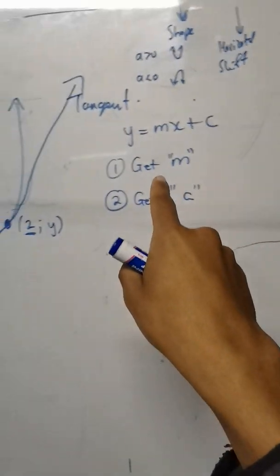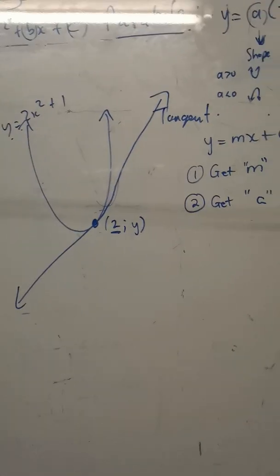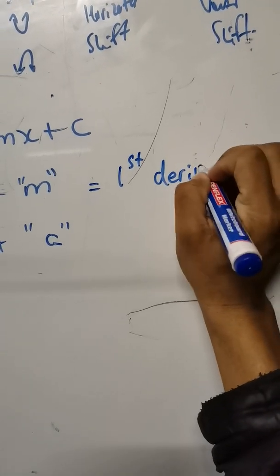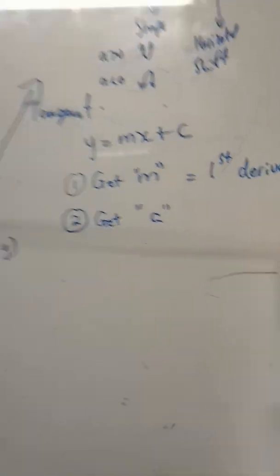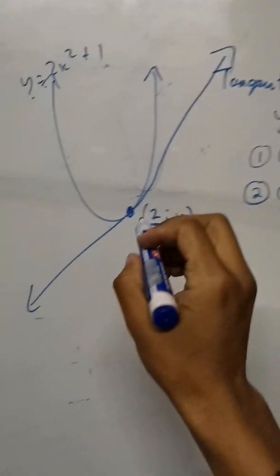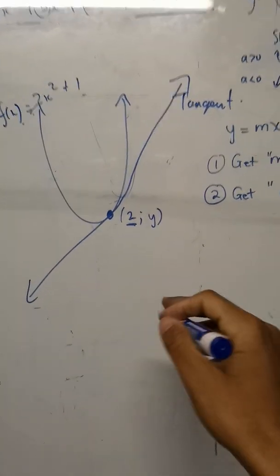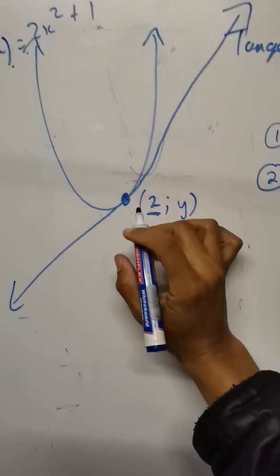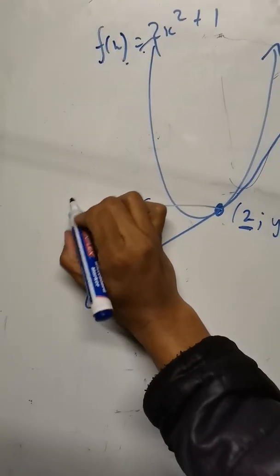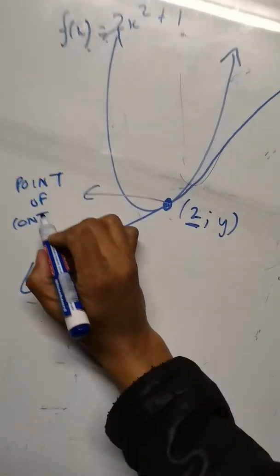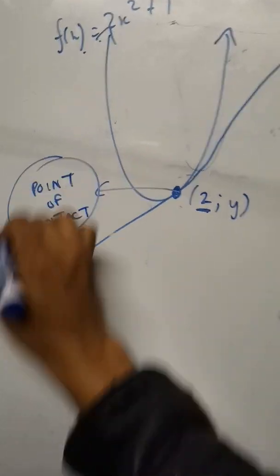So first get the gradient of the tangent. Now remember, the gradient of the tangent is always equal to the first derivative of the parabola. So to get the gradient of the tangent, you get the first derivative of the parabola. So let's say that's f of x. So you get the first derivative and you substitute the x value of the point of contact. Now this point I call it a point of contact.